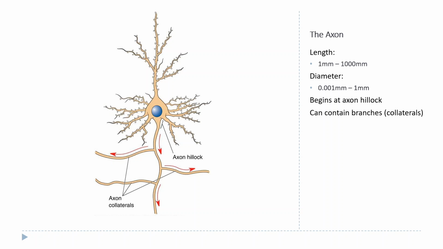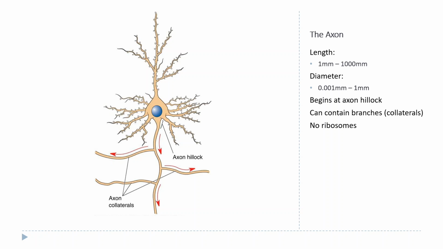And as we'll learn later, when the signal called the action potential is generated at the axon hillock, it travels usually away from the cell body, and then when it hits those axon collaterals, those branches, it splits off and goes to all of them, eventually reaching the terminal.